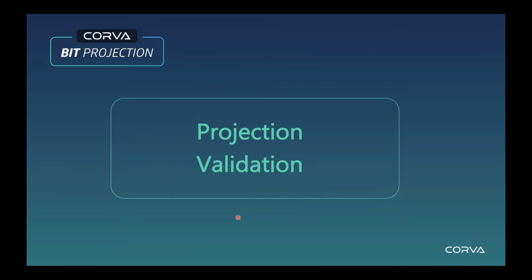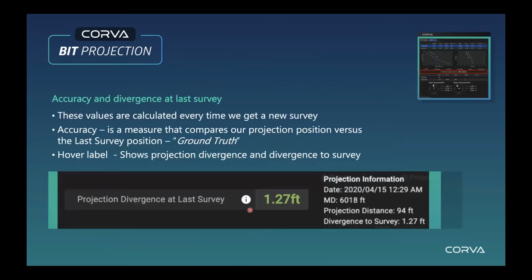Okay, so another important thing that we need to talk about for doing these bit projections is, Corva has all the input data that you guys already have. We're making these projections in real time. How do we validate how accurate these projections are? I think this is an important thing to understand. So in the center of the app, we have this projection divergence at last survey. I'll go through that in some more detail in just a moment.